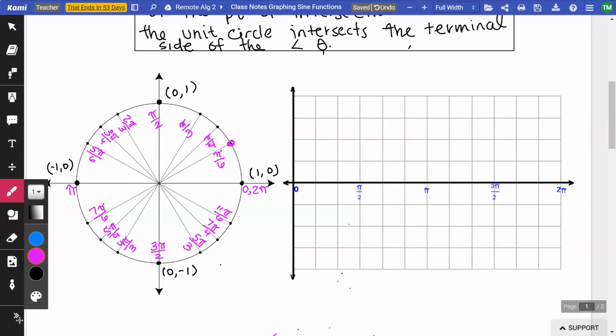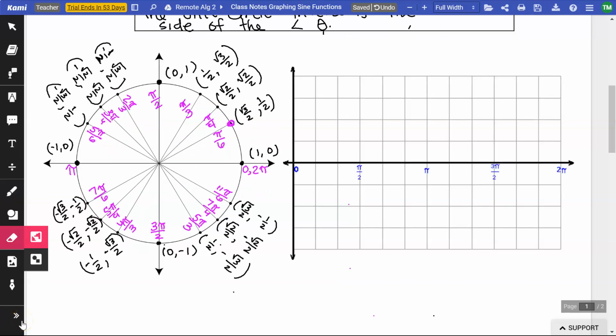So at pi over 6, continuing the work from last week, we have a point of intersection at root 3 over 2, 1/2. At pi over 4, our point of intersection is root 2 over 2, root 2 over 2. And at pi over 3, we have 1/2 and root 3 over 2. So why don't you press pause, fill in the rest of the points of intersection, and then press play when you're ready to move on.